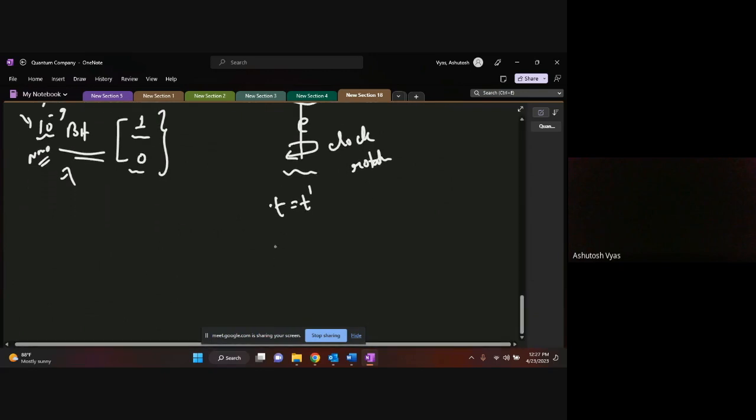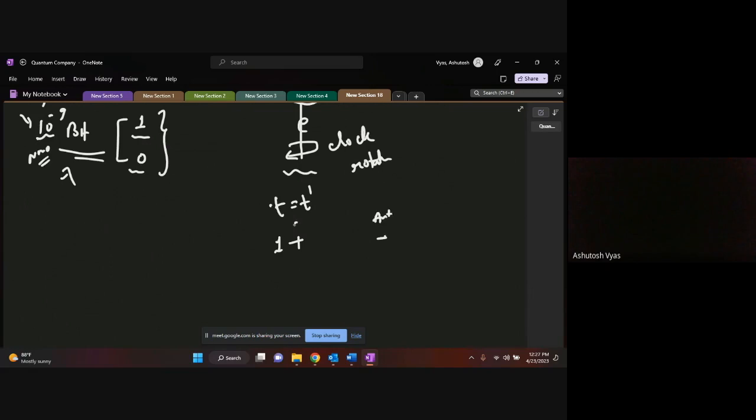Let's say I'm calling the clock rotation plus and the anti-clock rotation minus. And what I'm doing is trying to put an information space: if it is rotating in the plus direction, this is your clock, let's call it 1, that is one bit. If it is rotating in the anti-clock direction, let's call it 0. If it is revolving clockwise, it is storing information 1. If it is revolving anti-clockwise, it has the information 0.